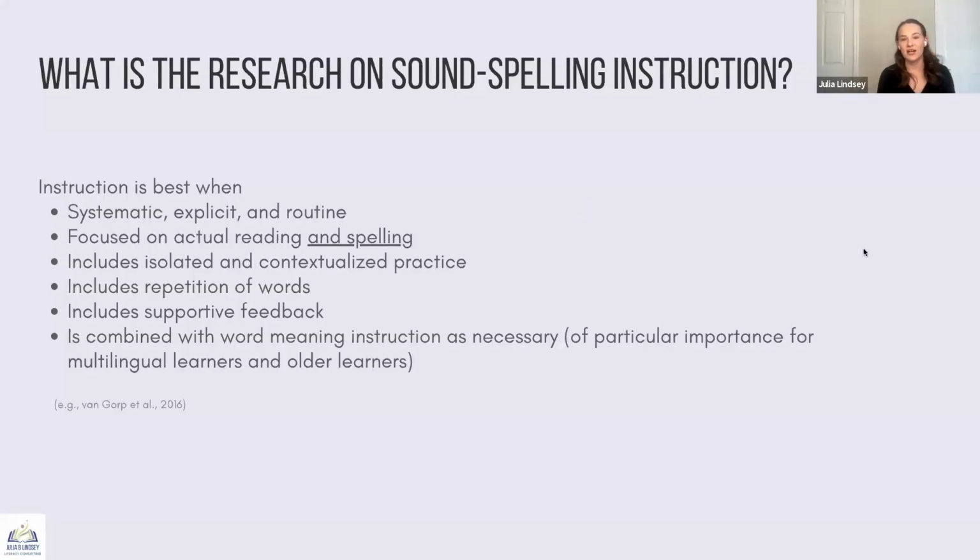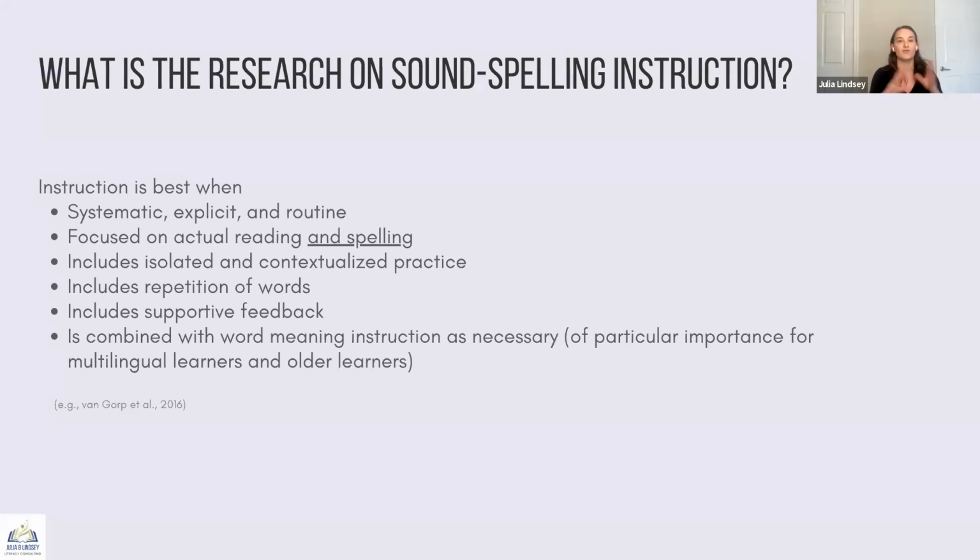So what is the research on sound spelling instruction beyond just talking about alphabet instruction? Well, it's fairly straightforward. First, we know that it's best when we're systematic, explicit, and routine. Children do thrive off of routines in this particular learning space. That might not always be true, but in foundational skills, we continually see that children thrive off of routine. Second, we know that instruction is best when it's focused on actual reading and spelling. That doesn't mean that it's only focused on reading and spelling in context.